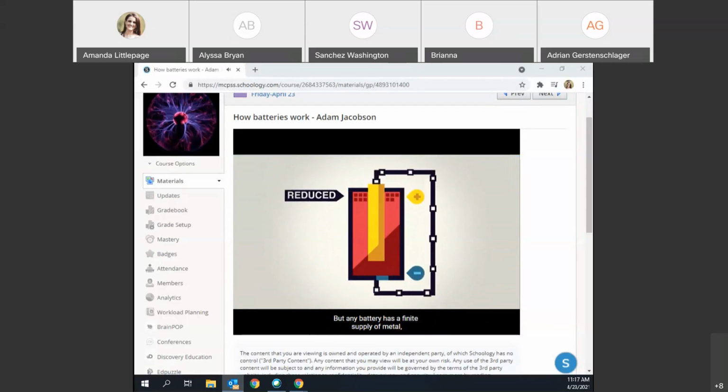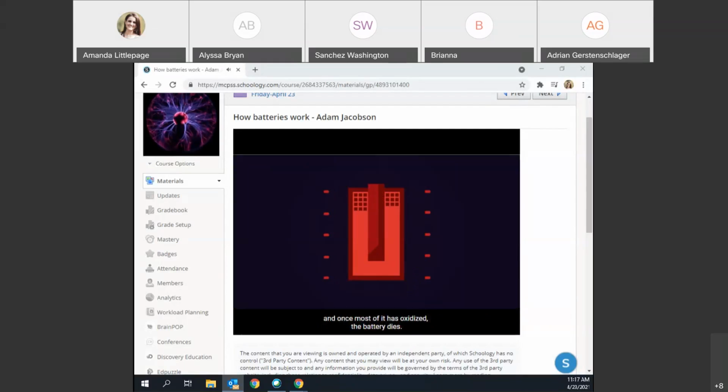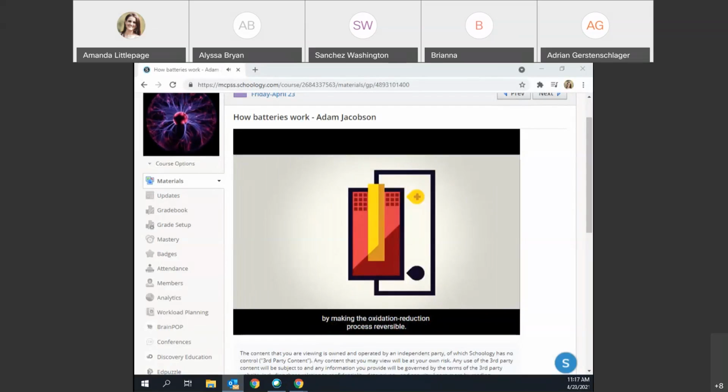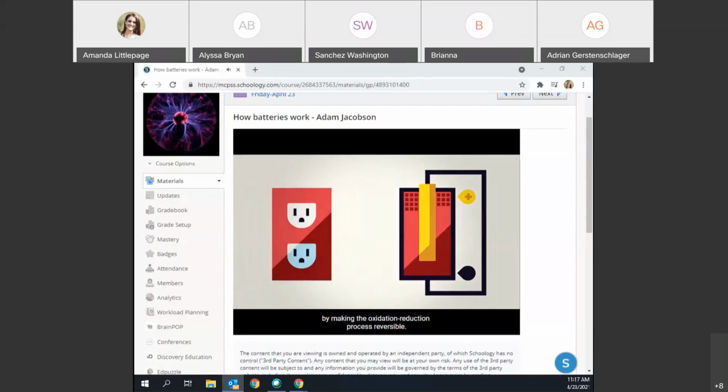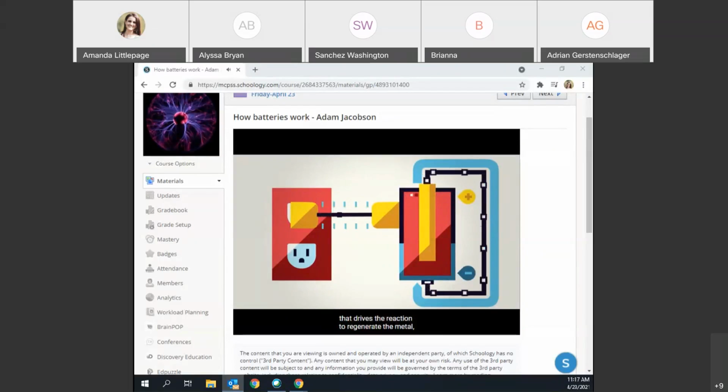But any battery has a finite supply of metal, and once most of it has oxidized, the battery dies. So rechargeable batteries give us a temporary solution to this problem by making the oxidation reduction process reversible. Electrons can flow back in the opposite direction with the application of electricity. Plugging in a charger draws the electricity from a wall outlet that drives the reaction to regenerate the metal, making more electrons available for oxidation the next time you need them.